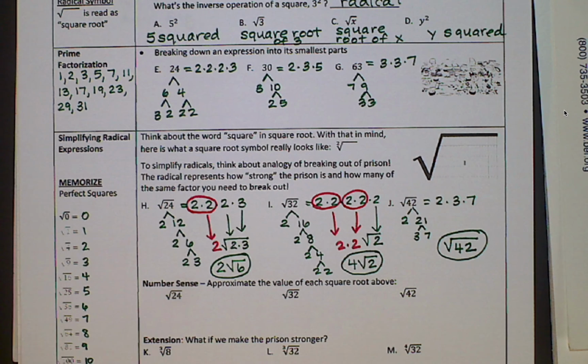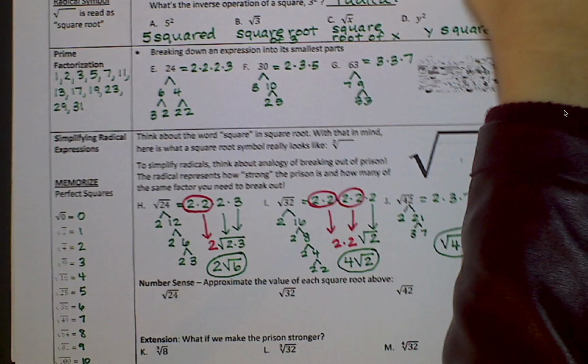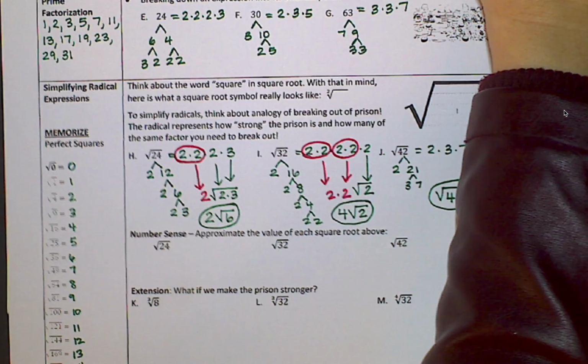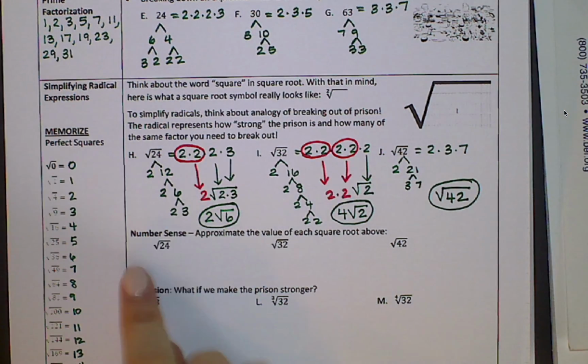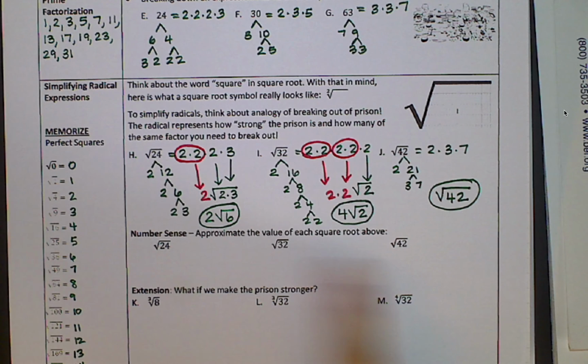Now, when we are talking about simplifying radicals, we're basically not changing them too much, just breaking them down into prime numbers as much as we can. Another way to do this is to use your calculator. So like this is approximate the value of each square root above. When we say approximate, we're talking about how much is this about?